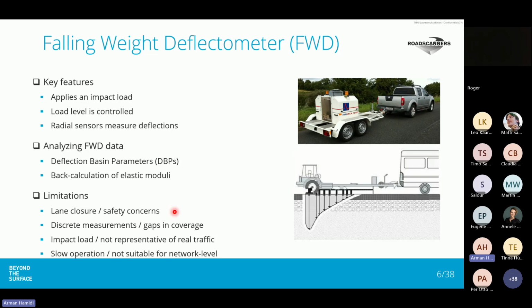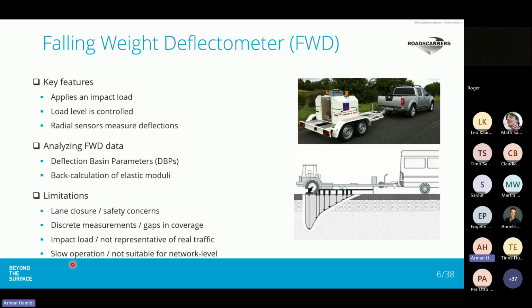Number three, FWD uses an impact load to model traffic load, but we know that traffic load is induced by vehicles, by vehicle tires, and it is not an impact load, it is a continuous load. And finally, FWD is slow in operation, so it is not suitable for network level evaluations.